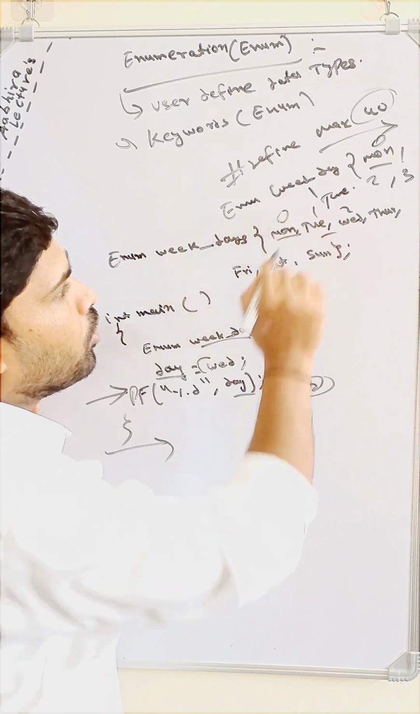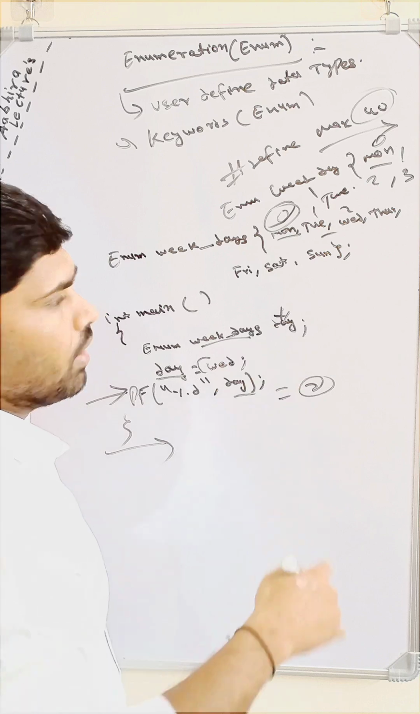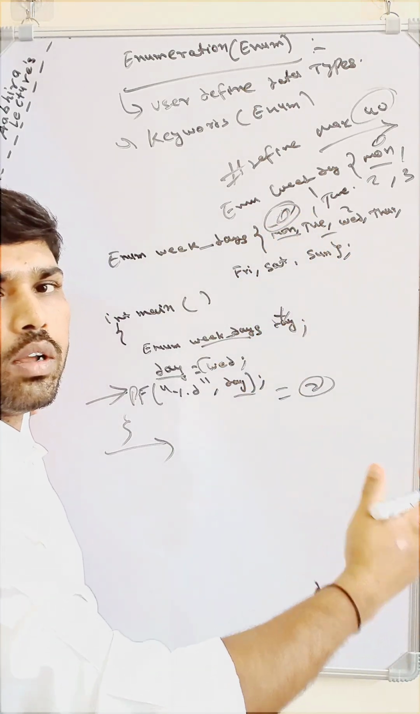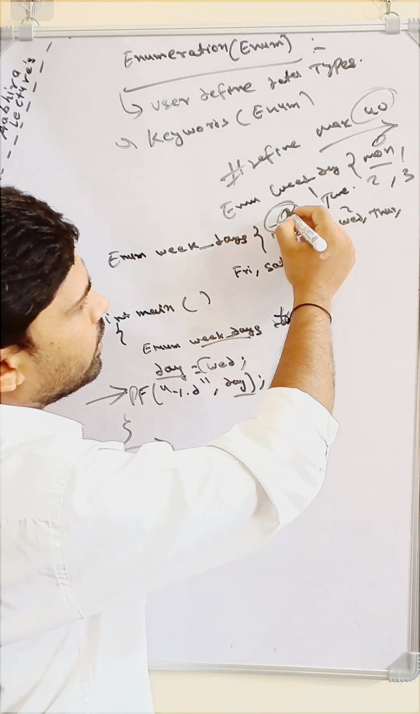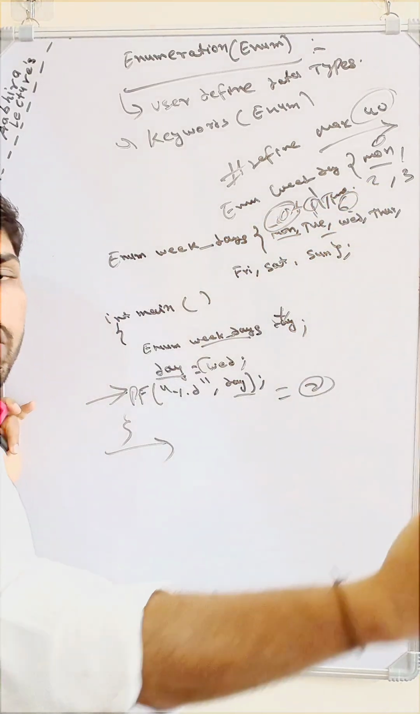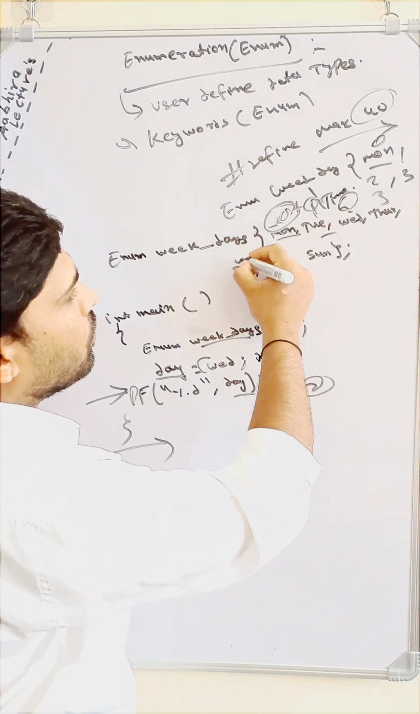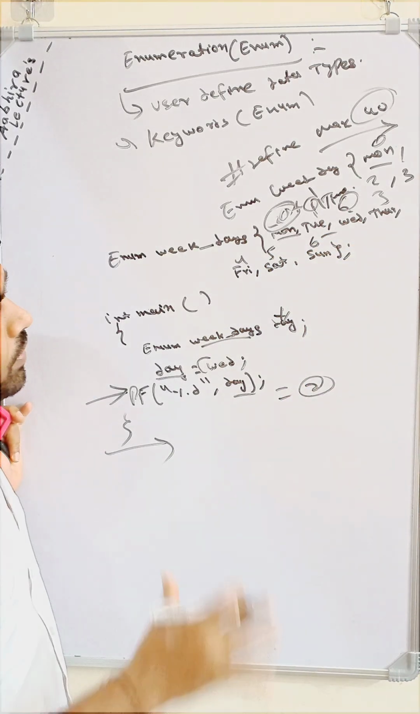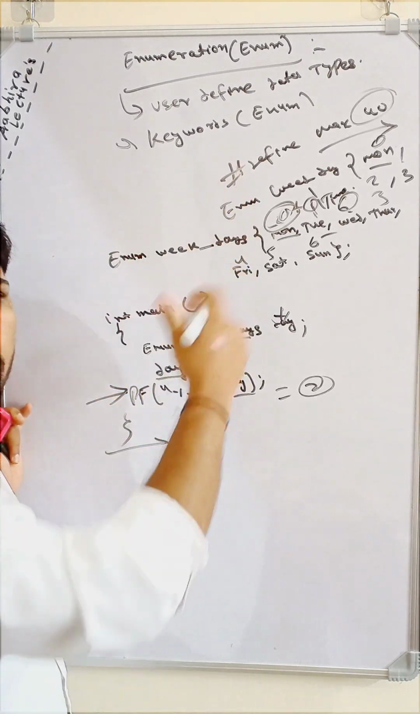And one more thing: whatever the previous number is, suppose 0, it will always add +1 when you want to print the next name. 0 plus 1 becomes 1, 1 plus 1 is 2, like that it goes and prints the output. Then 2, 3, 4, 5, 6, like that. So this is how we can write the program with the help of enumeration or enum.